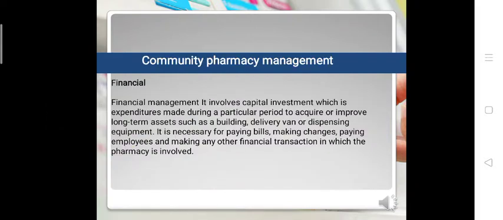So as I told you, the community pharmacy management has aspects we can categorize in terms of financial management. We can categorize another one as material management. Then we have staff management, and last but not least, we have infrastructure management. So these are the four pillars which act as an important aspect in terms of community pharmacy management. So starting with financial management.